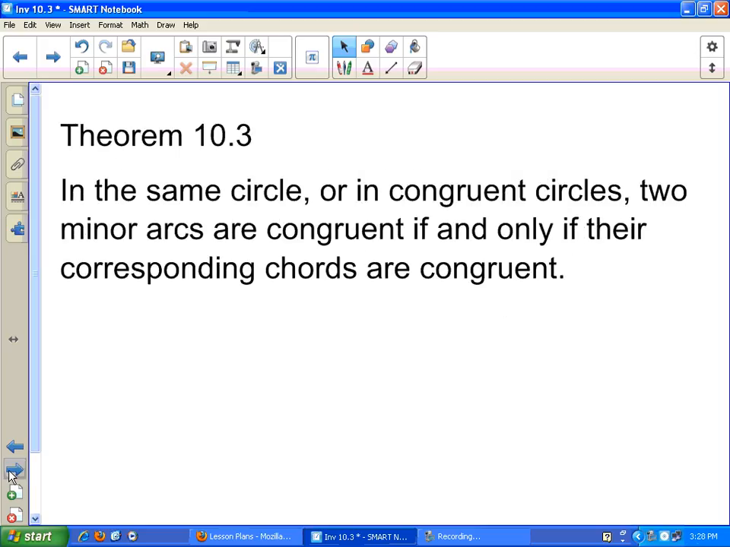So we start off right with theorem 10.3. In the same circle, or in congruent circles, two minor arcs are congruent if, and only if, their corresponding chords are congruent. If their corresponding chords are congruent, same length, then the arcs are the same length.